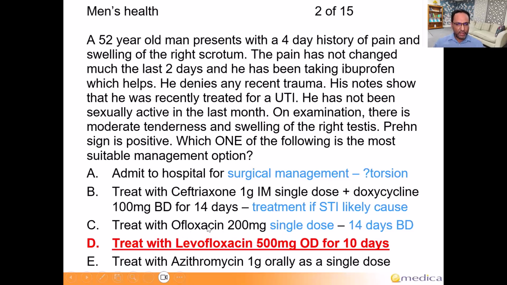If you just see this bit and think, oh yeah, I've read about that, you can use either one of these, you might not even read this far. You might select this one, but it's not a single dose treatment. It's a 14-day treatment. On top of that, it's twice daily. So actually it's 28 doses in total, isn't it? All right. So that's why D is the correct answer.